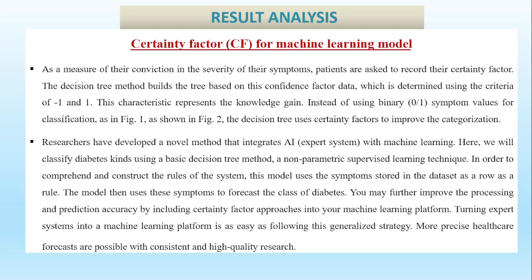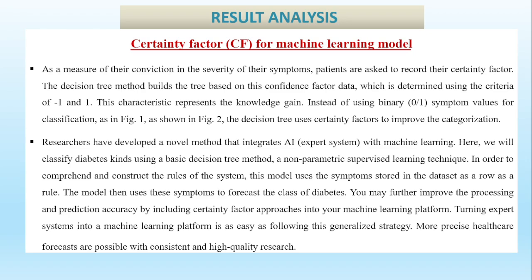Now, certainty factor works as a measure of the patient's conviction in the severity of their symptoms. Patients are asked to record their certainty factor. The decision tree method builds the tree based on this confidence factor data, which is determined using the criteria of -1 to 1. These characteristics represent the knowledge gain. Instead of using binary 0 1 symptom values for classification, as figure 1 shows, and as figure 2 shows, the decision tree uses certainty factor to improve the categorization. So this is the importance of the certainty factor.